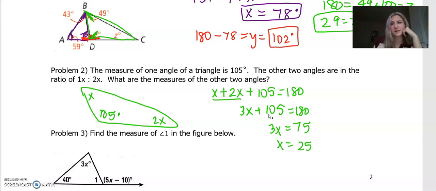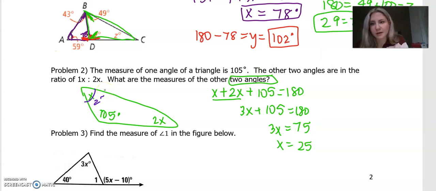So I can find x. We have to be careful and read the directions. It says, what are the measures of the other two angles? So now I know that this one is 25, and this one here is 2 times 25, so it's 50 degrees. Those are my answers.